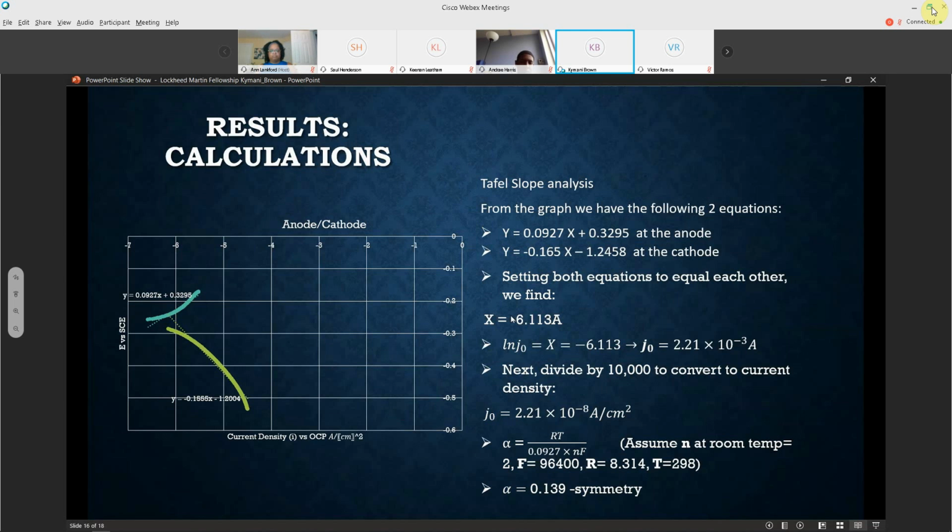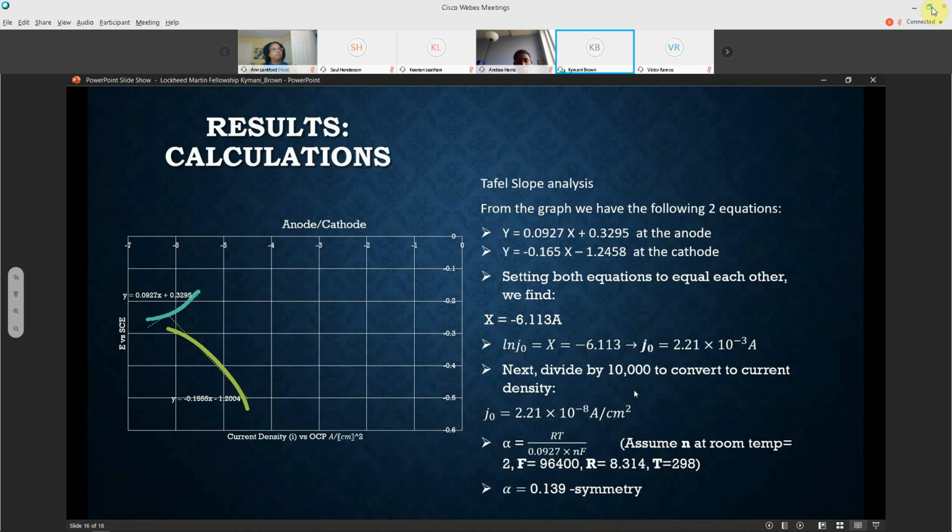x equals negative 6.113 amperes. This is still in the form of ln J naught. So we perform simple mathematical calculations and we get the J naught value to be 2.21 times 10 to the negative 3 amperes. However, we need this with the current density as well. So we needed to divide it by 1,000 to get the centimeters squared. And that provided a value of 2.21 times 10 to the negative 8 amperes per centimeter squared.